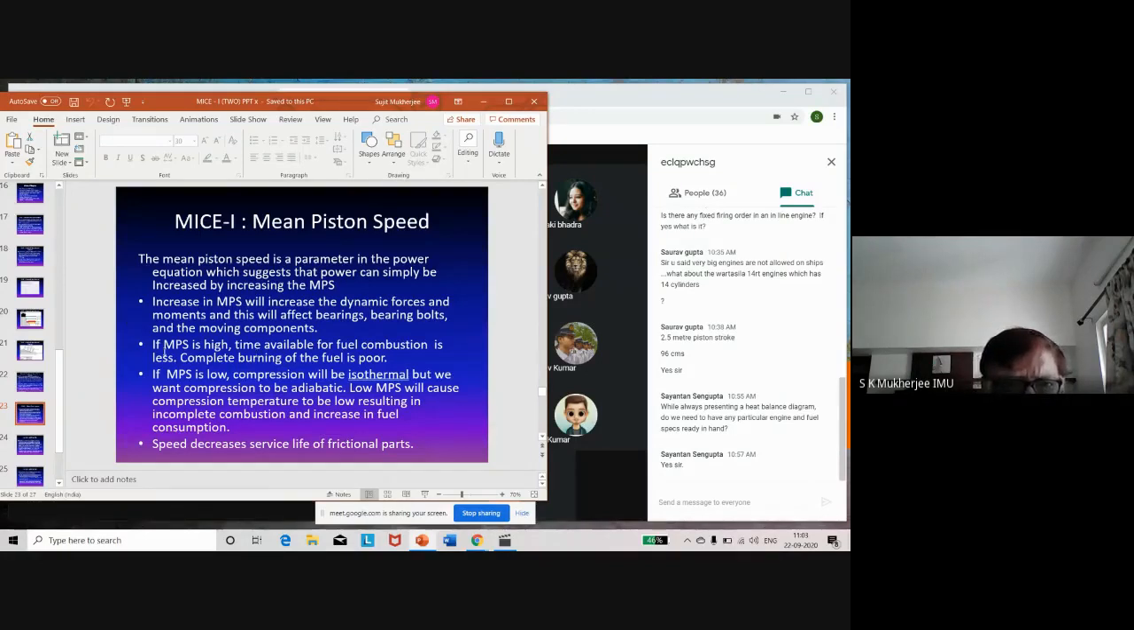Okay. If the mean piston speed is high, the time available for fuel combustion is less. Complete burning of the fuel is poor. Obviously, fuels have a certain speed of burning depending on the category and type of fuel. Petrol burns very fast. High speed diesel burns a little slower than petrol. Light diesel oil burns even slower than high speed. Then marine diesel oil burns slower than LDO, and heavy fuel oil burns the slowest.